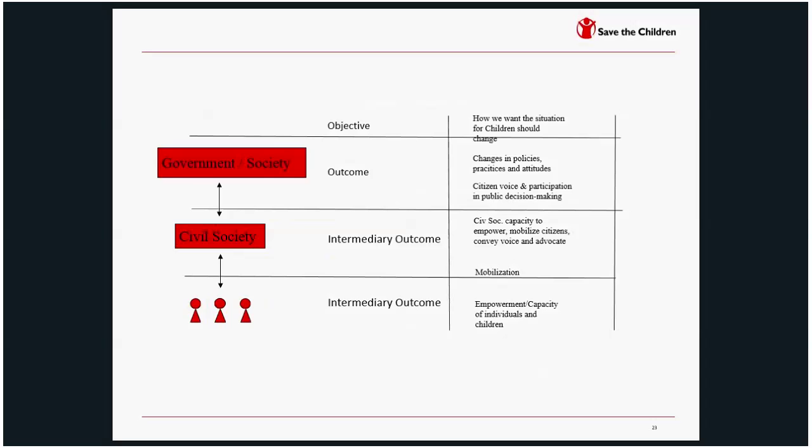A civil society. Civil society strengthening and empowerment of individuals and children could be your intermediary outcomes to achieve that change. So the capacity to empower, mobilize citizens, convey voice and advocate, empowerment capacity of individuals and children. So all of this strategic thinking diagram could be translated into your results framework.